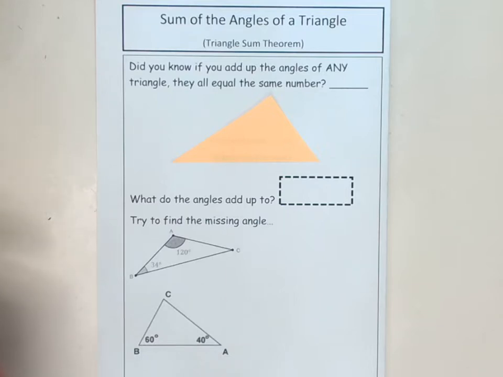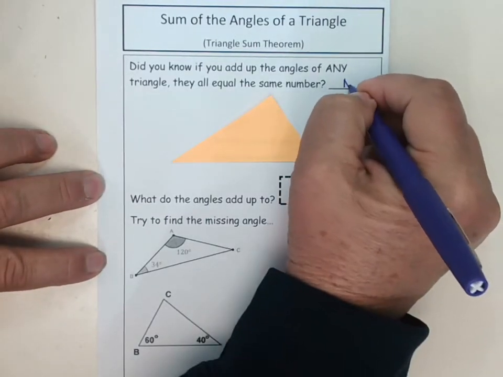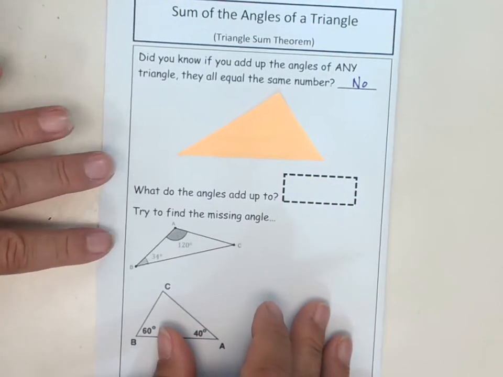Actually, we're starting triangles. So we're going to do the sum of the angles of a triangle. It's called the triangle sum theorem. Did you know that if you add up all the angles of any triangle, they all equal the same number? Let's just assume you did not know that, and that's no big deal.